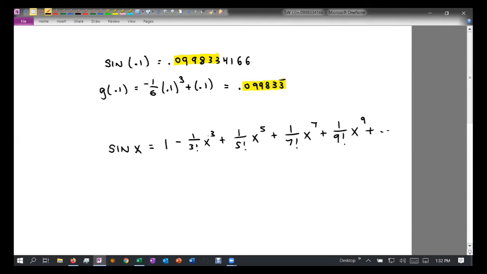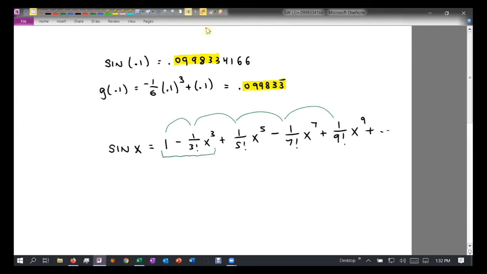Oop, hold on, I missed a minus here. This was a minus. So do y'all see that this is an alternating series? It alternates plus, minus, plus, minus, plus, minus. Do y'all see these first 2 terms? Isn't that what we already got? Because what's 3 factorial? It's 6.